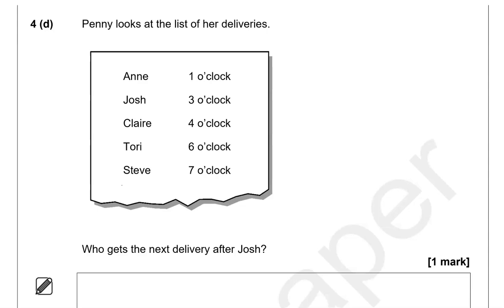Penny looks at the list of her deliveries. We've got Anne at 1 o'clock, Josh at 3 o'clock, Claire at 4 o'clock, Tori at 6 o'clock, Steve at 7 o'clock. Who gets the next delivery after Josh? So looking at Josh, that is 3 o'clock. After 3 is 4 o'clock, so that is Claire. And this is the end of the paper.